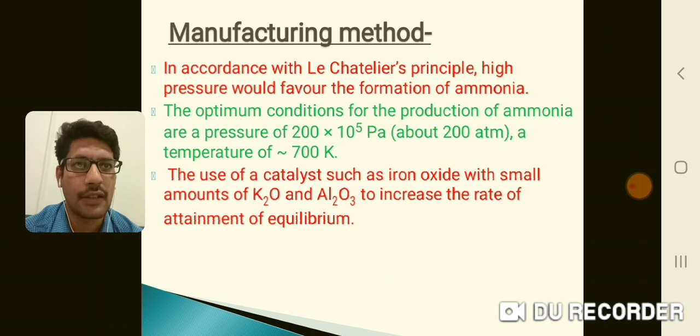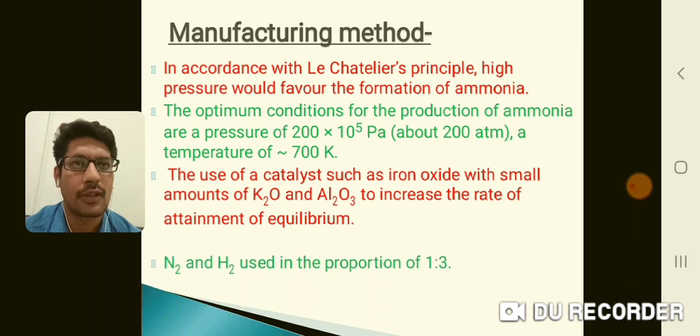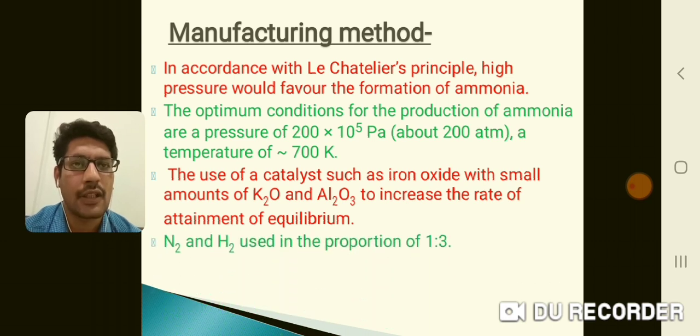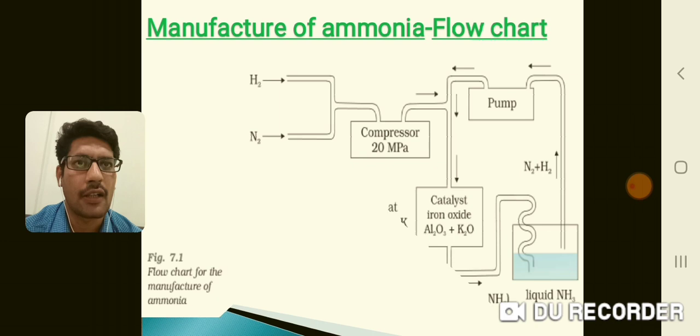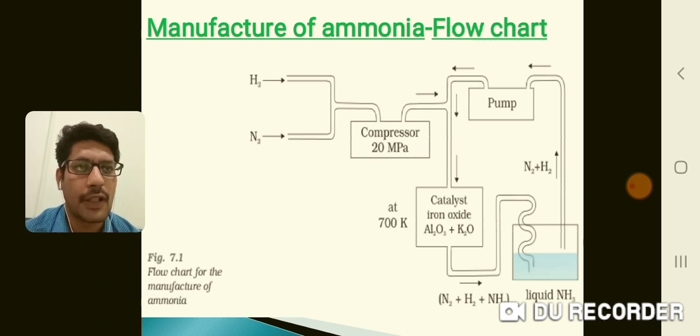The use of catalysts such as iron oxide with a small amount of K2O and Al2O3 increases the rate of attainment of equilibrium. K2O and Al2O3 are also called promoters. Nitrogen and hydrogen are used in the proportion of 1:3. Manufacture of ammonia: a flow chart of preparation of liquid ammonia using hydrogen and nitrogen at a very high pressure and high temperature, and Al2O3 and K2O are used as promoters.